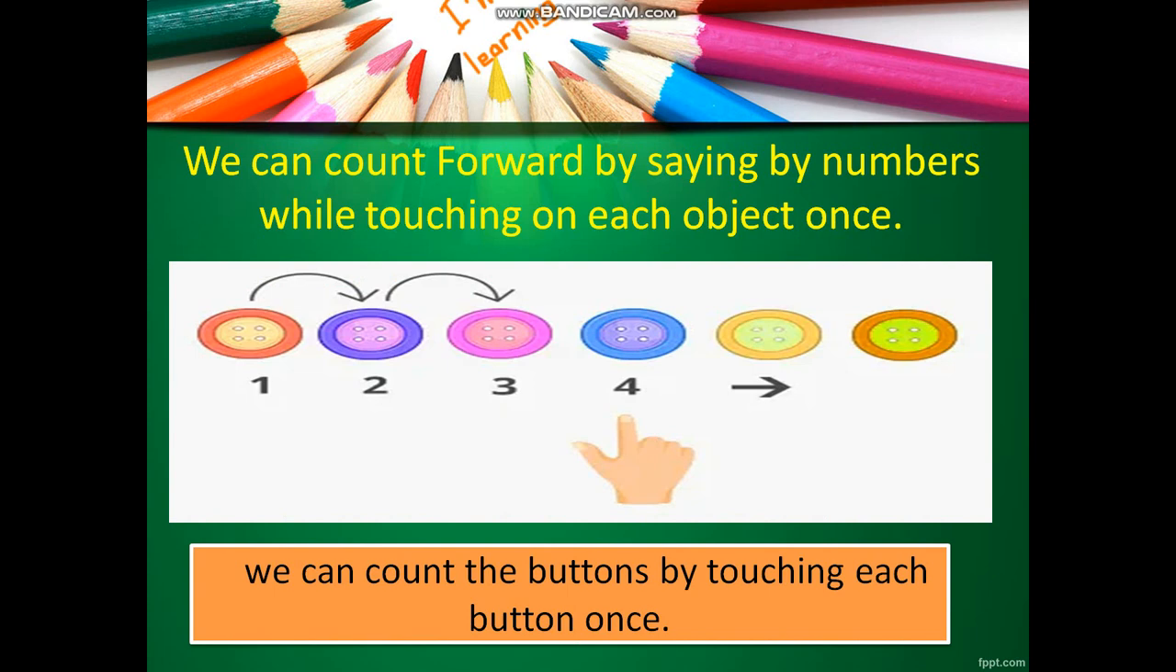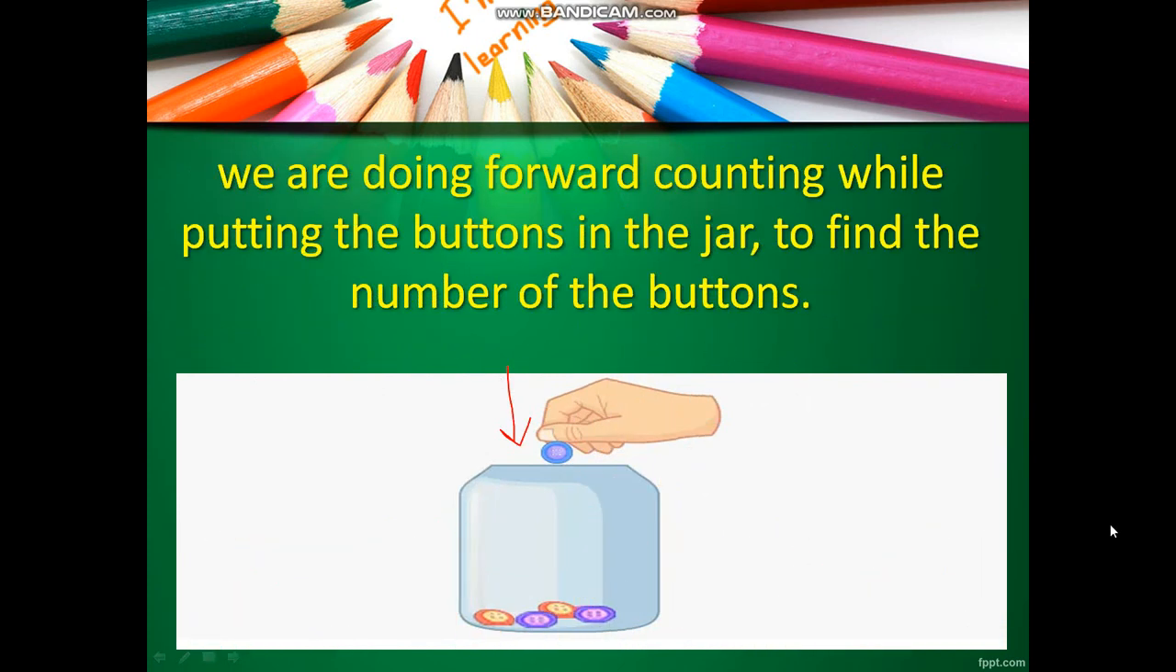We can count forward by saying numbers while touching each object once. We can count the buttons by touching each button once. Look at this chart. Here we are doing forward counting while putting the buttons in the jar. To find the number of buttons, here you can see there are 1, 2, 3, 4 and 5 buttons inside the jar.